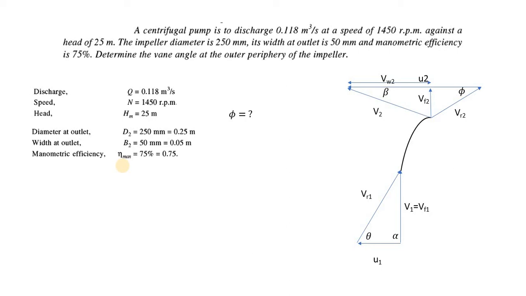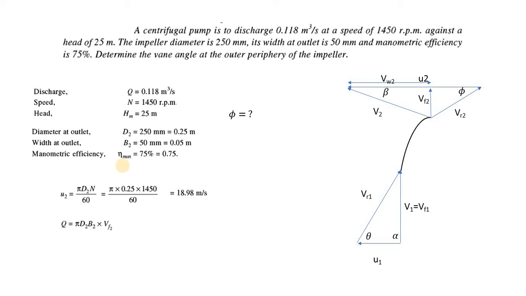The quest is to calculate phi. What is the value of phi? So is it possible to calculate the value of U2? Yes, it is. U2 is pi D2 N by 60, where D2 is 0.25 and N is 1450. Easily we can calculate the value of U2, and that is around 18.98 meter per second.